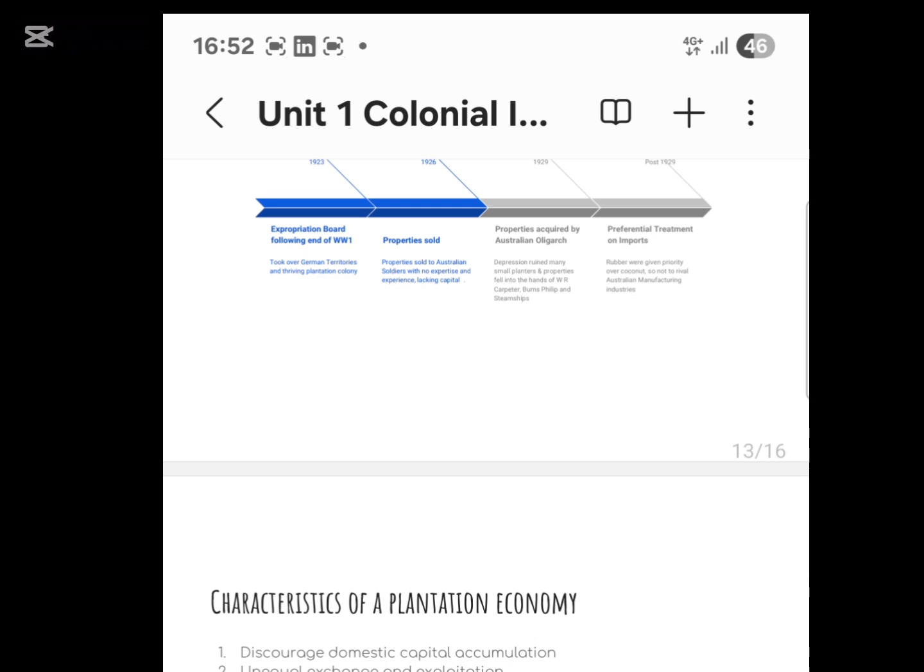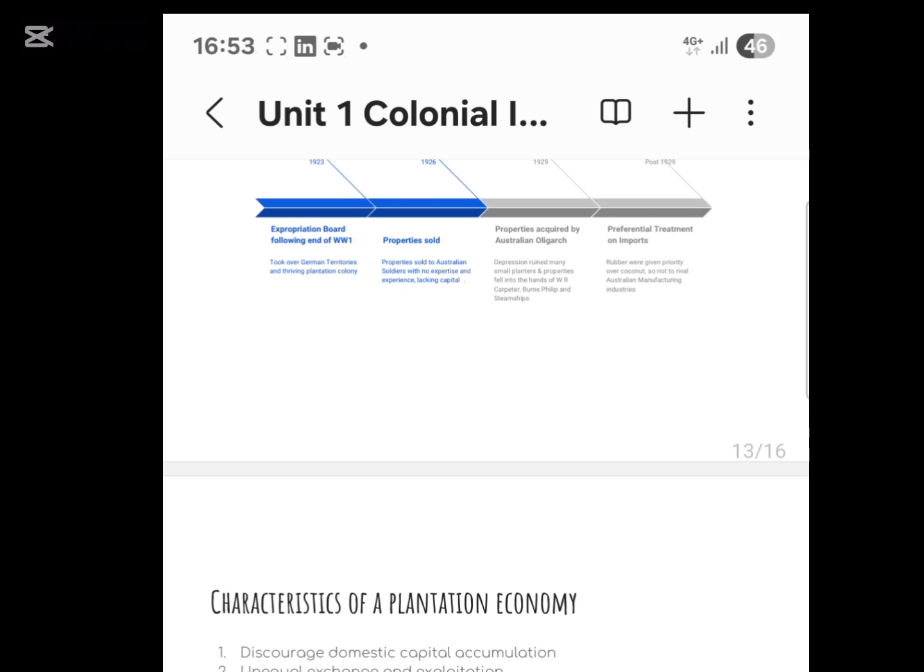If you have a thriving sugar industry in Queensland, there is no need to have another sugar industry in Papua. That will affect the sugar industry in Queensland. So the way preferential treatment is used is, let's say in Queensland there is no land to cultivate rubber. So you push the cultivation of rubber to Papua, and you plant rubber here. We have a lot of rubber plantations here, right? That is an example of preferential treatment.